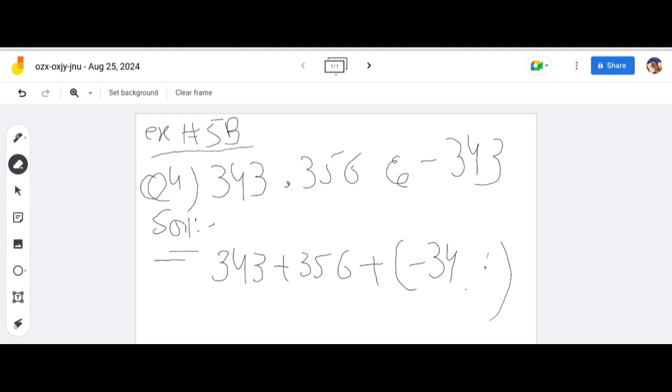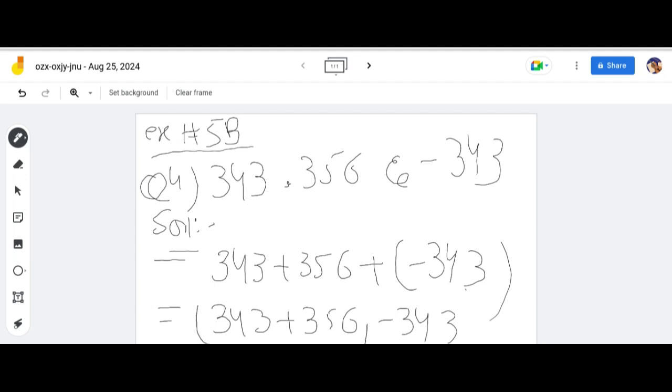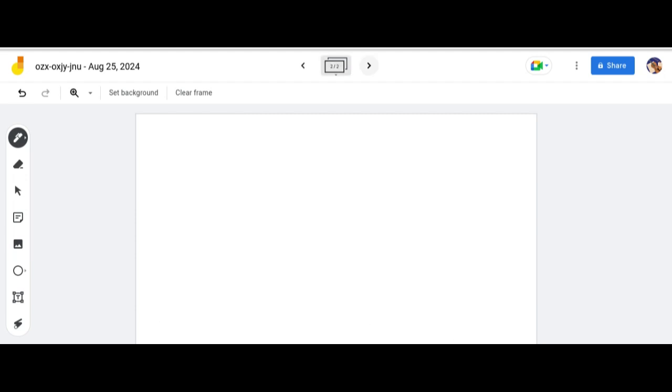That's why I have to put the bracket. Okay. So simply you just have to remove the bracket first. Plus 343, plus 356, minus 343, and plus minus equals minus. According to the BODMAS rule, which operation do I have to solve first? The bracket. After the bracket, addition. Now you have to add these two numbers. When you get the answer, you have to subtract 343 from it. Can you give me the answer?